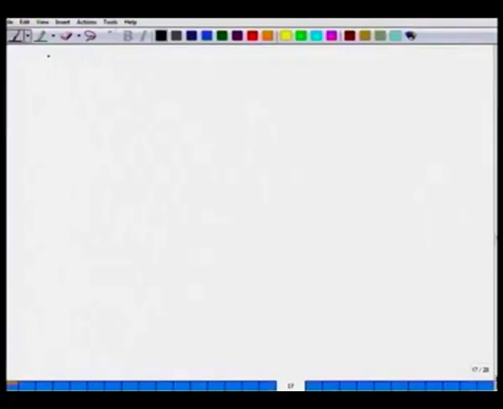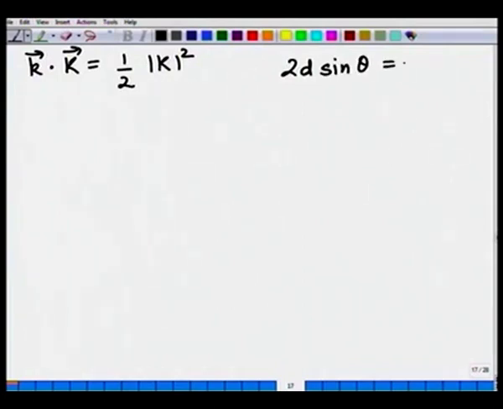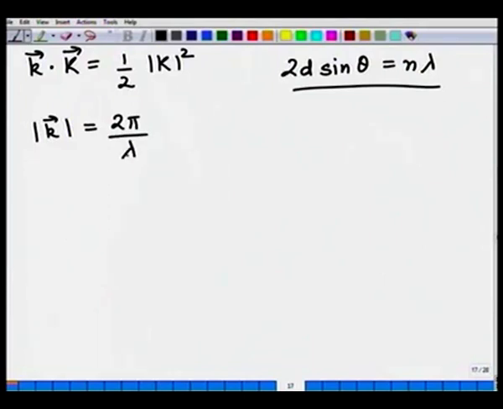Now, let me try to show you how k dot K is indeed equal to half K square. This is equivalent to 2d sin theta equal to n lambda, which is the more common form in which you would have seen the Bragg's diffraction condition. It is pretty straightforward. Small k is the wave vector, simply 2 pi by lambda, and recall that the K vector is m1 b1 plus m2 b2 plus m3 b3 in general.